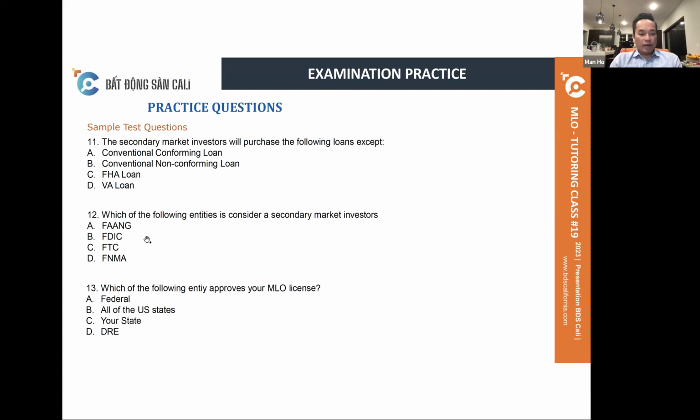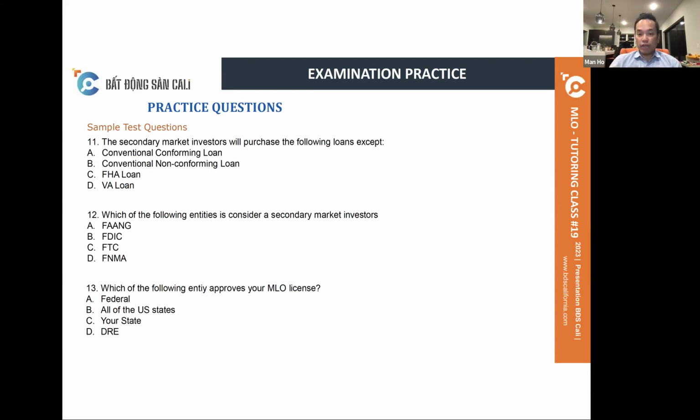So what is the answer for 12? Which one is this? Number 13. Which of the following entities approved your MLO license? Is it the federal government that approves your license? All of the U.S. states approve your license? Your state approves your license? Or the Department of Real Estate approves your license?